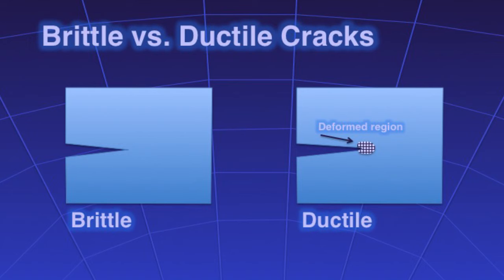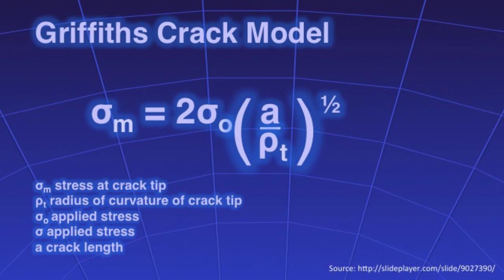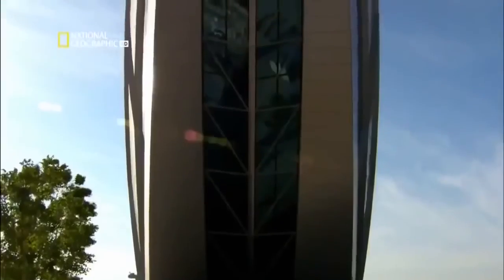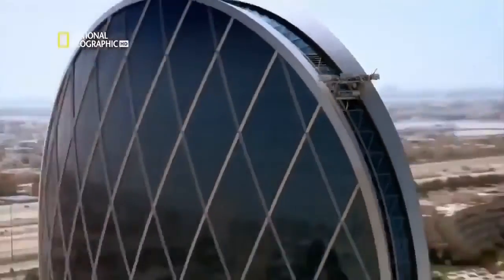The tip of the crack in ductile material has a plastic region that deforms and increases the tip's radius, whereas in brittle materials such as glass, there is no deformity and the tip remains sharp with a much smaller radius. This leads to a higher stress at the tip of the crack according to the Griffith crack model. The team must consider all the factors when choosing the correct glass for the structure.